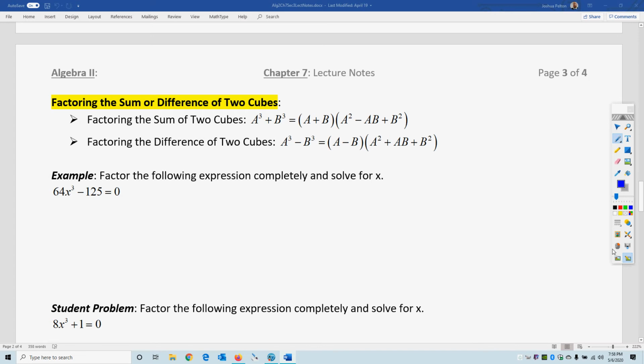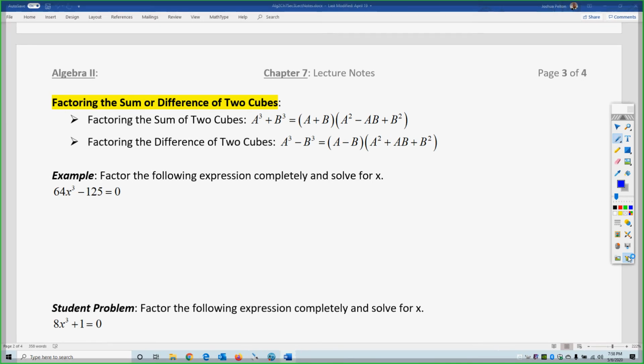These are the perfect cubes. If you have two terms that are perfect cubes, these are the rules that apply, where A and B are perfect cubes, or being cubed. So the base terms need to be cubes. You have the sum rule and the difference rule. Based on whether it's a sum or a difference, you have to apply the one that fits the problem.